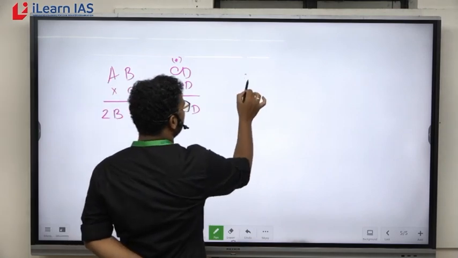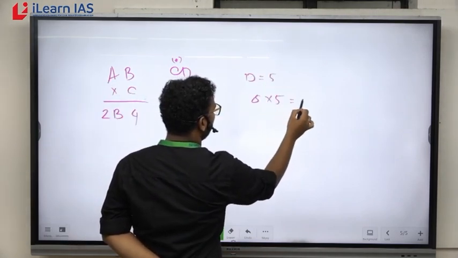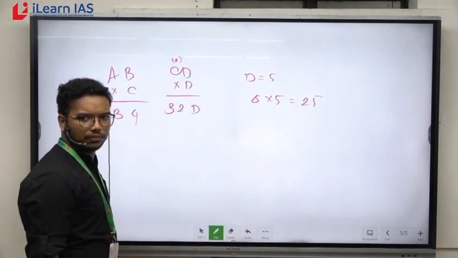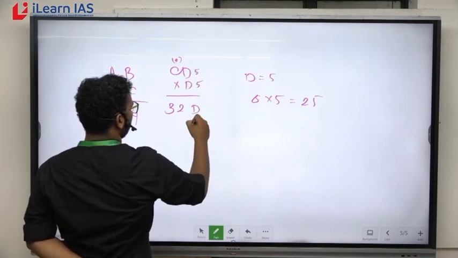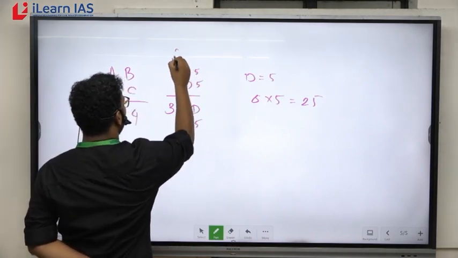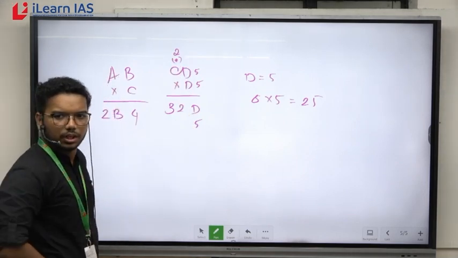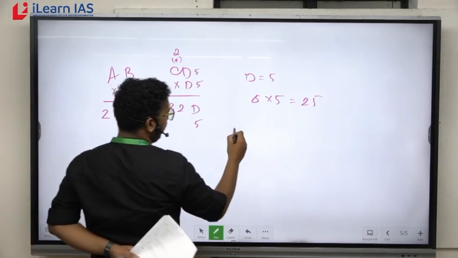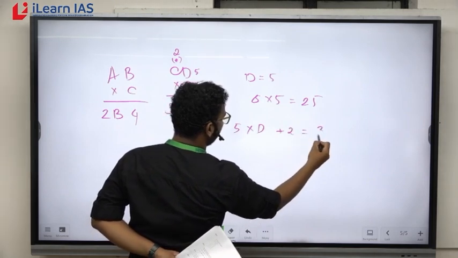D equals 5 എടുത്ത് നോക്കൂ. 5 into 5 equals 25. So ഞാൻ 5 കൊടുക്കുവാണ്. D will be 5. This will be 2. Now 5 into something, 5 into D plus 2 equals to 32.